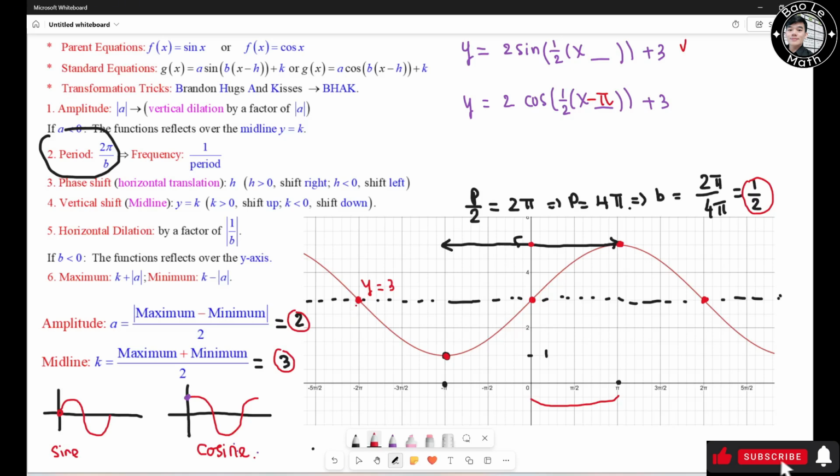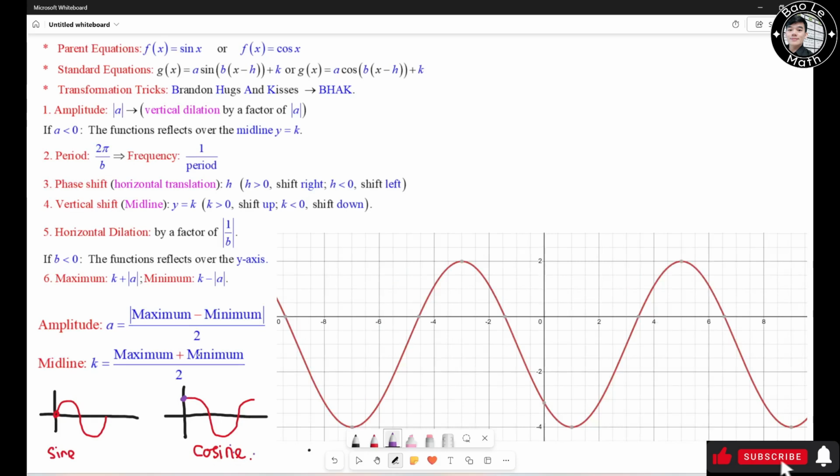Alright, so I leave these 3 points right here for you to practice. So after you find the equation, you just put every single thing right here on the desmos and you will see that they are overlapping. Now let's move on to the next example.